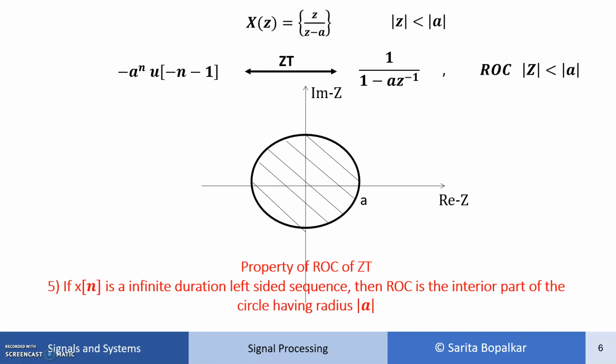So here we can write the next property of ROC. If x of n is infinite duration, u of minus n minus 1 exists from minus infinity to minus 1. That's why infinite duration, left sided. Your sequence exists only for n less than 0. That's why left sided. The ROC is interior part of the circle having radius a. This is the fifth property.